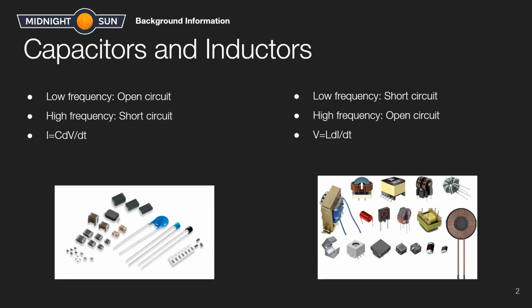Inductors are the opposite, where at low frequencies, it acts like a short circuit. And then as you increase the frequency, the impedance increases and it acts like an open circuit. The voltage can change proportionally to the rate of change of the current. The voltage can change very quickly across an inductor, but the current will always be continuous. Also, capacitors store energy in the electric field, whereas inductors store it in a magnetic field.